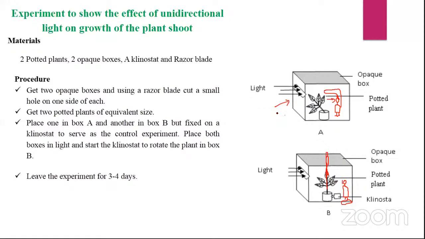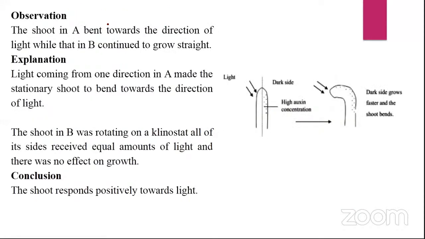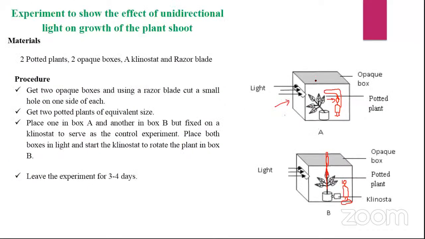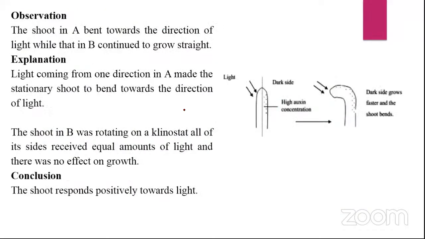And what do we observe? From our observation, we find that the shoot in A bent towards the direction of light, while in B it continued to grow straight upward. Like here, this is A, it bends towards light, and for B, it just grows upward. That is the observation. And how do you explain such a result? Light coming from one direction in A made the stationary shoot bend towards the direction of light.